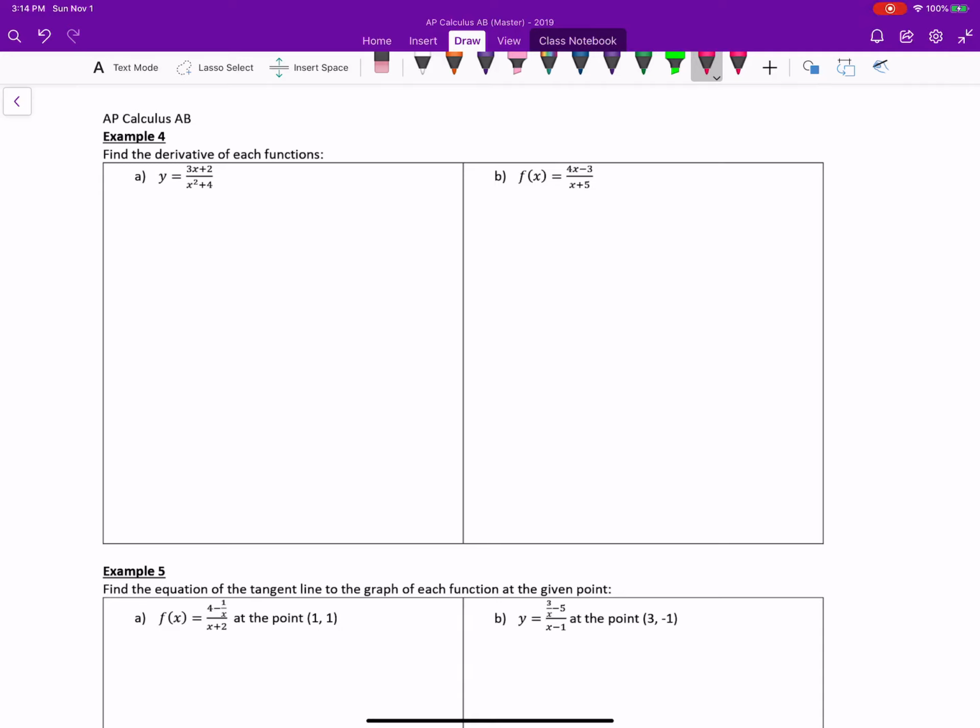Examples of the quotient rule. So let's now apply the rule that we just proved. In example 4, it's asking you to find the derivative. You can use multiple notations. I'm trying to switch it up every now and again.